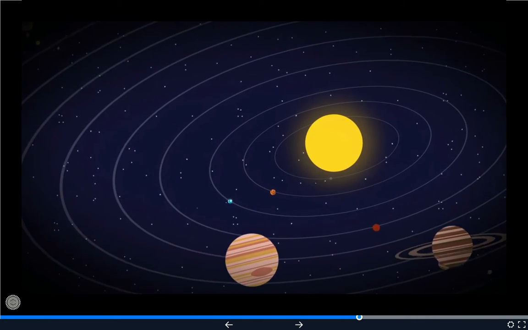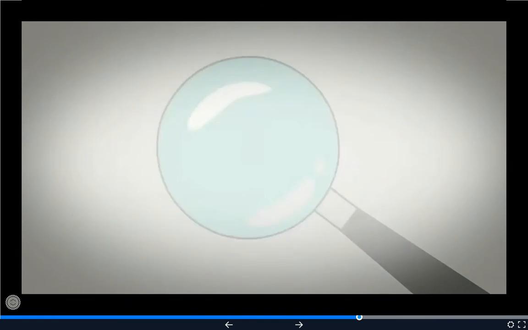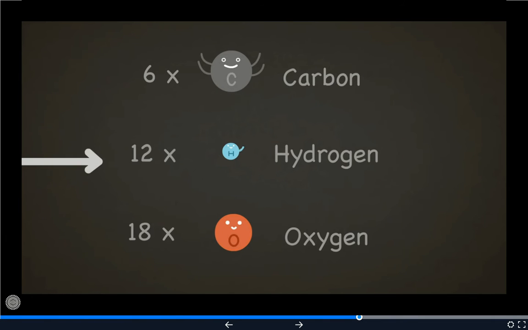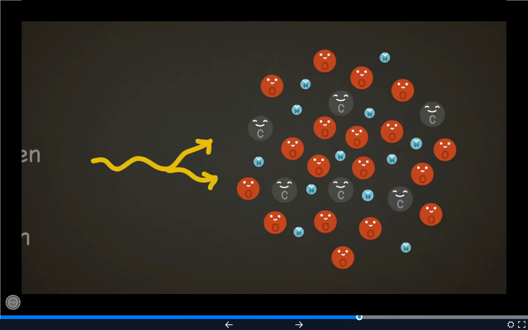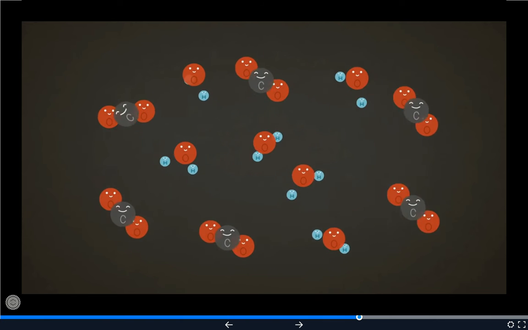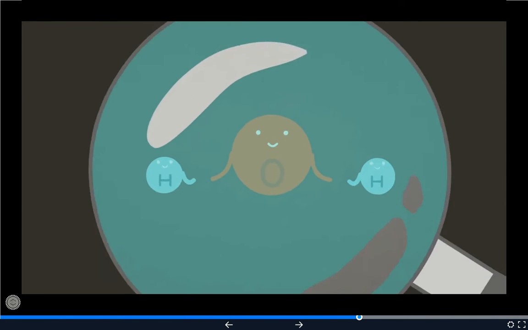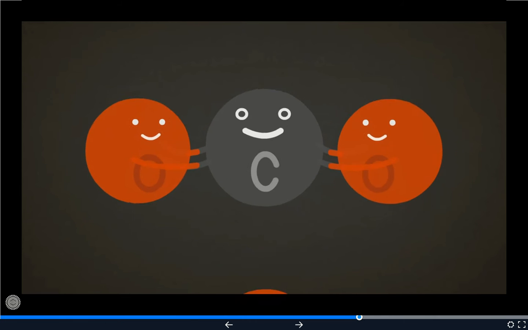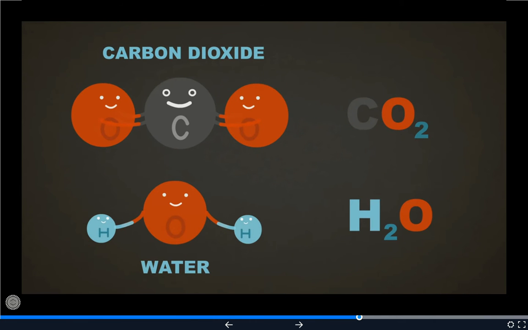But before we get to that, let's look at a much smaller and simpler one. Here we have 6 carbon atoms, 12 hydrogen atoms, and 18 oxygen atoms. With a little energy, our molecules can really get moving. These atoms can bond together to form familiar molecules. Here's water, and here's carbon dioxide. We can't create or destroy mass. We're stuck with what we've got. So what can we do?